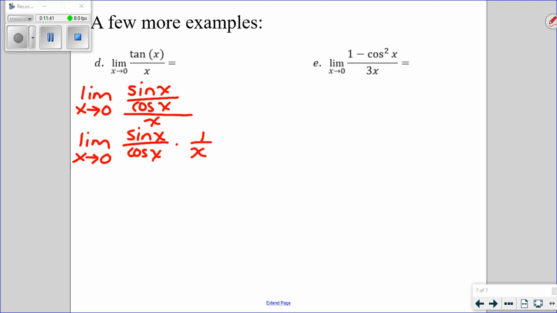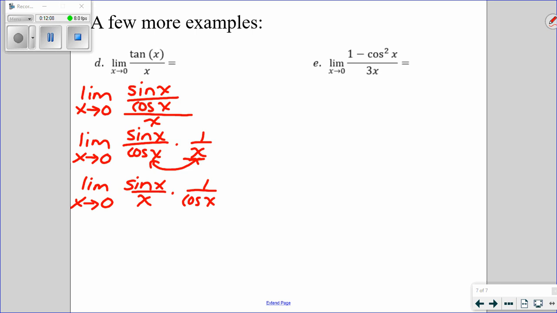Okay, now I'm going to manipulate this a little bit and just mix up our terms because I want to use my special limit, sine of x over x. So I want this x, like I'm just going to switch x and cosine of x. And I can do that because we're multiplying and order doesn't matter when you multiply. So I'm going to rewrite this as sine of x over x times 1 over cosine of x.